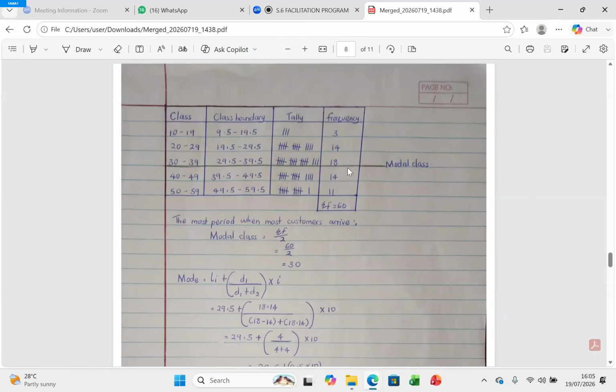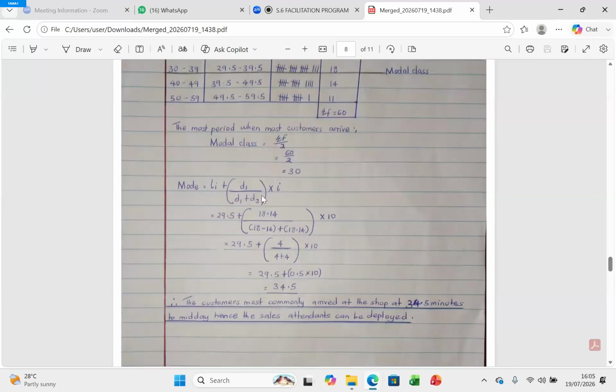The D1 was, as I told you, defined before. We got the frequency of the modal class minus the frequency before, and that was 4. And then for D2, it was 18 minus 14, which was the frequency after the modal class. So we calculated this and got the answer, rather than using the graphical method, which takes a lot of time, to get the same answer.